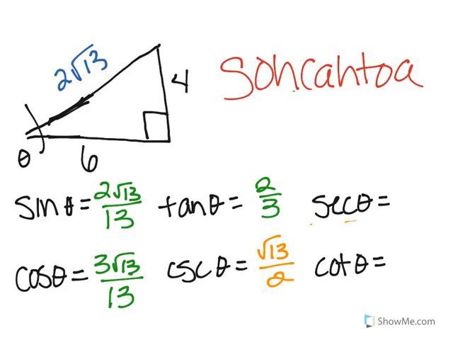Now, secant is the opposite of cosine, so we're going to have 2 root 13 over our adjacent, which is 6, so it's going to cancel out, it's going to be a 3, so we're going to have root 13 over 3. And finally, our cotangent is going to be adjacent over opposite, so that's just going to be 3 over 2. So there we go, we have completely found the exact measurements for these trigonometric values.